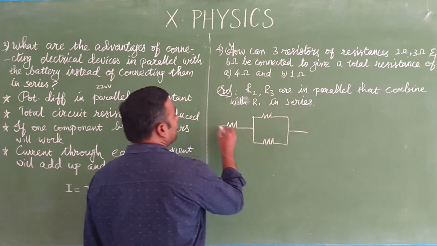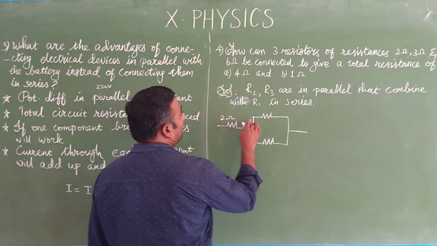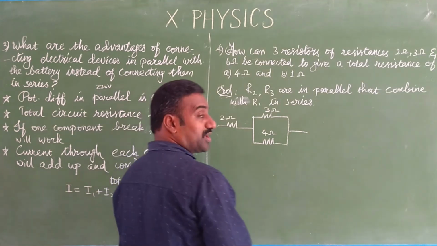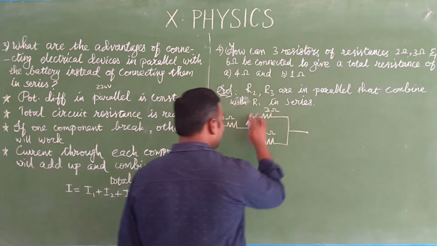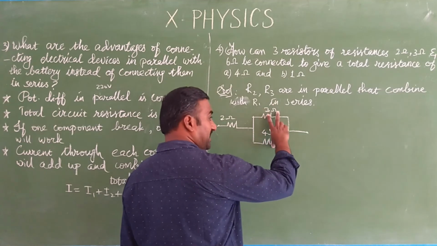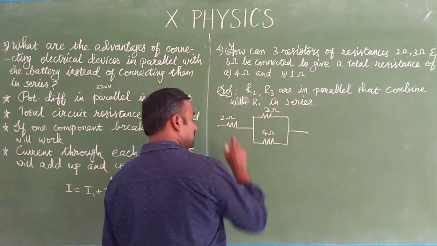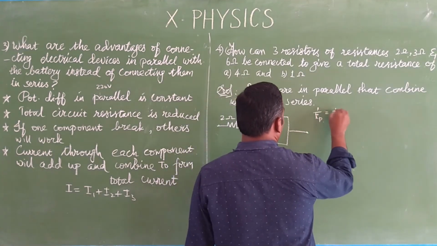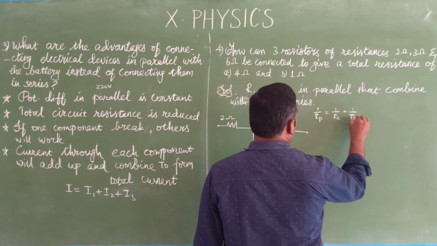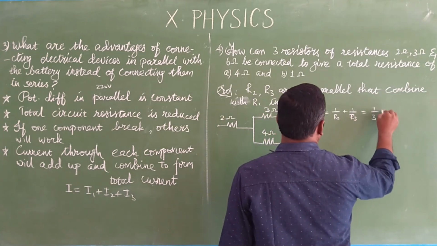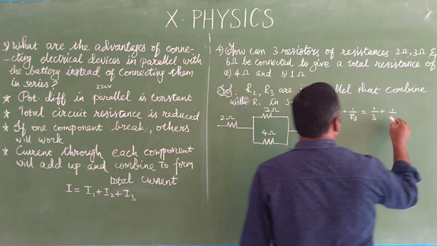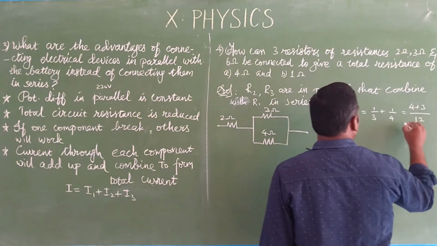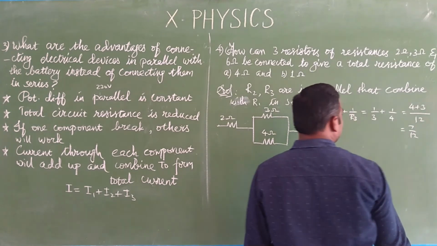Okay, so what is the value? The 3 ohm and the other resistor are in parallel. So how can you simplify? This setup is in parallel, so we need to find the equivalent resistance, which will be in series with the first resistor. So 1 by R is equal to 1 by R2 plus 1 by R3, that is 1 by 3 plus 1 by 4, which is 12. So 4 plus 3, which is equal to 7 by 12.